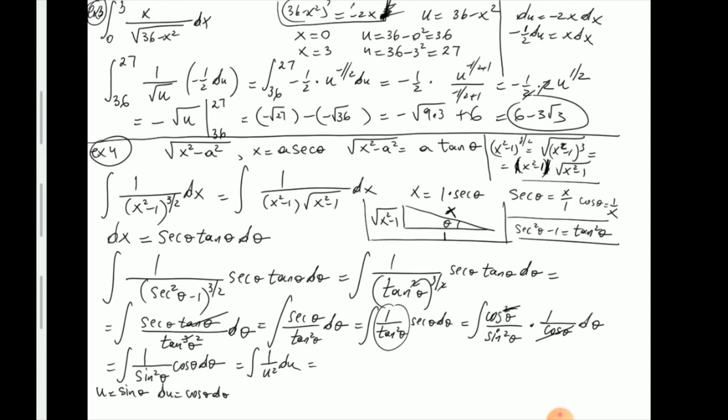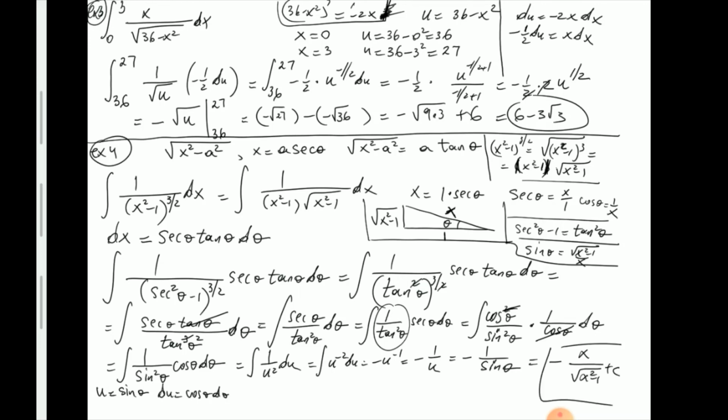Which, if you write it as a power, that's minus U to the negative 1. So it's minus 1 over U. And now you go back to the original variable in 2 stages, right? U was sine of theta, so that's minus 1 over sine. From the triangle, sine of theta is root x squared minus 1 over x. And 1 over that is x over square root of x squared minus 1, plus a constant C.